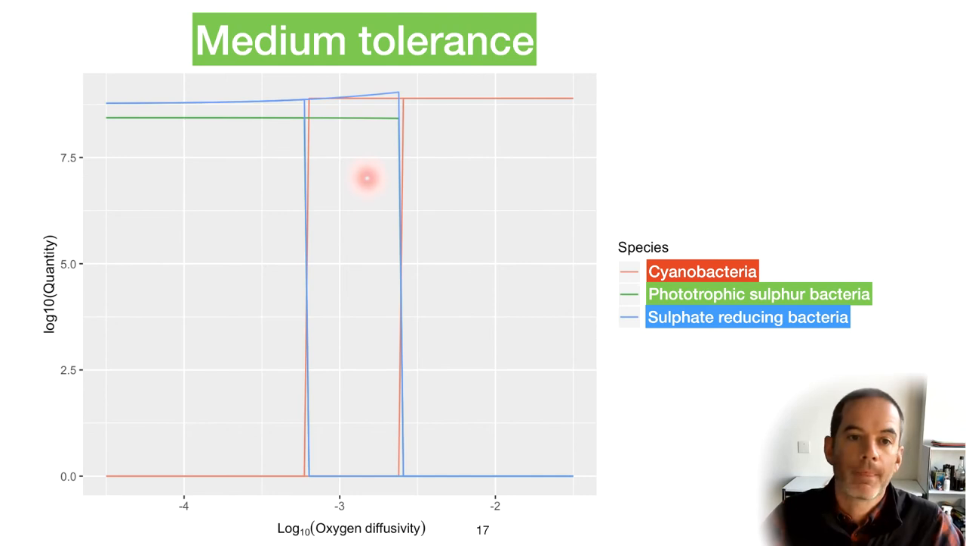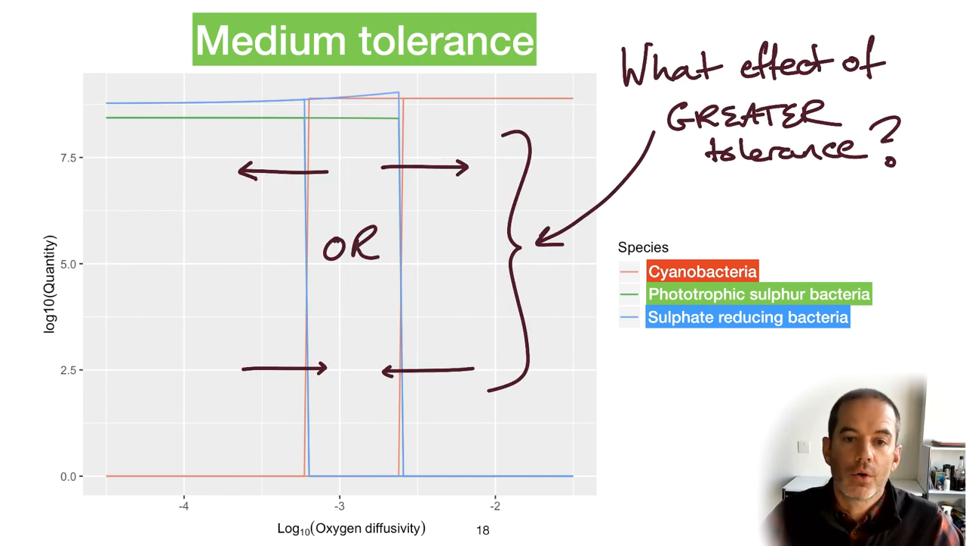All right, this is what we saw before. The question is, what will putting greater tolerance into the model do to the region of alternate stable states? Is it going to increase this? Is it going to make it wider, or is it going to make it narrower? And the answer I'm going to give you on the next slide. So just pause the video and have a think about what you expect.